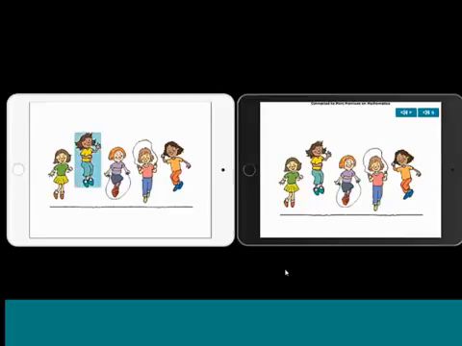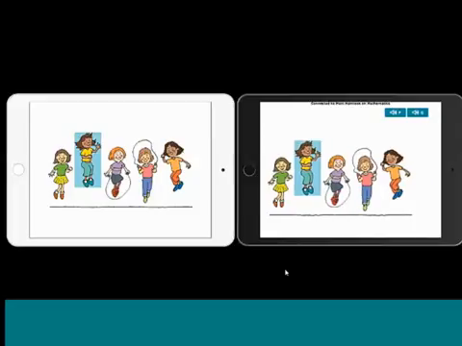Those are touchscreen, and you can see that their answer is mirrored on your teacher's tablet if it's synchronized.